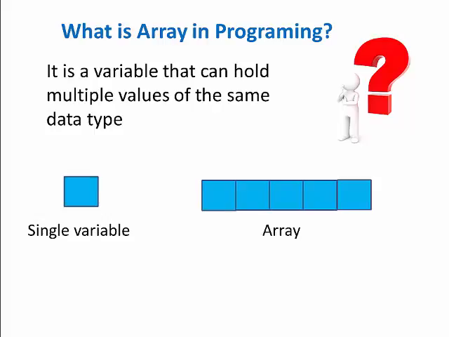But remember here that all the values in the array must be of the same type. So, for example, all the elements in the array are integers, or doubles, or characters, or something like that. All the elements should be of the same type.